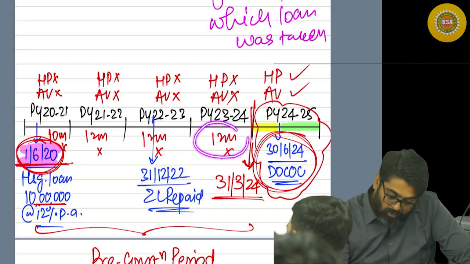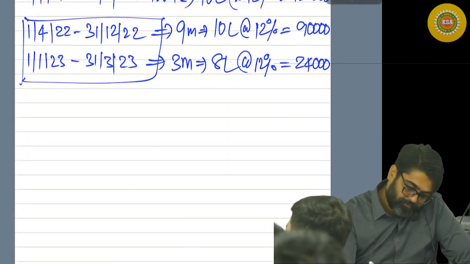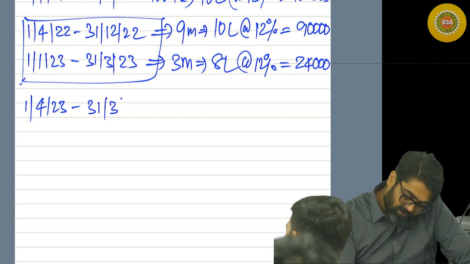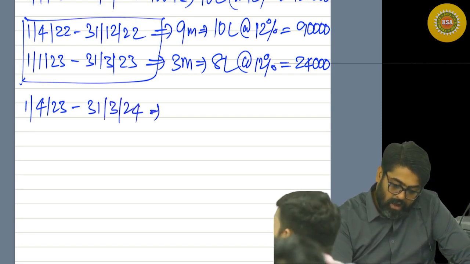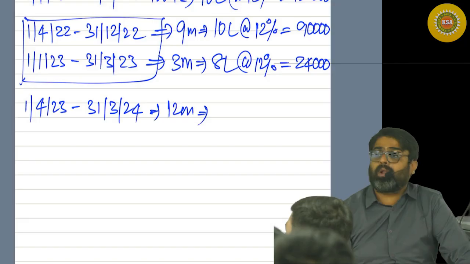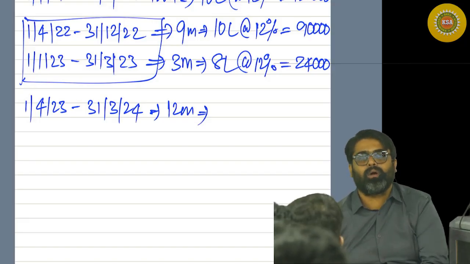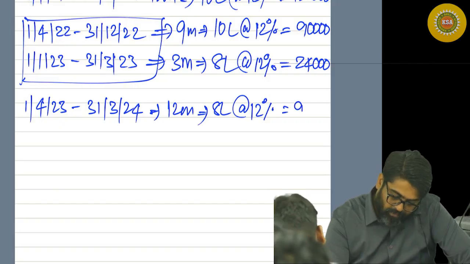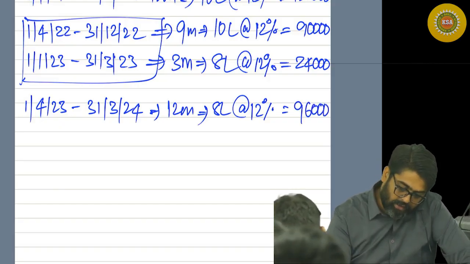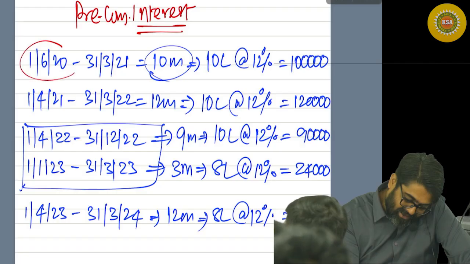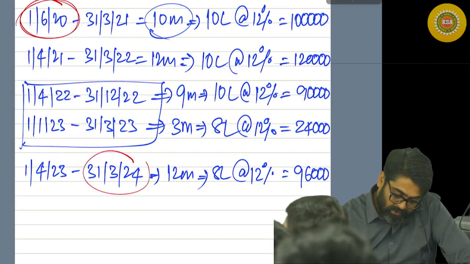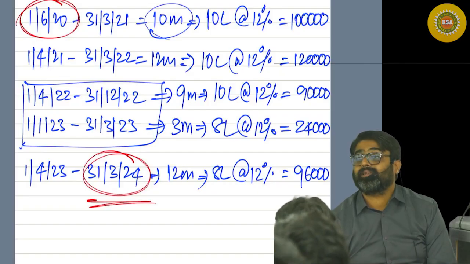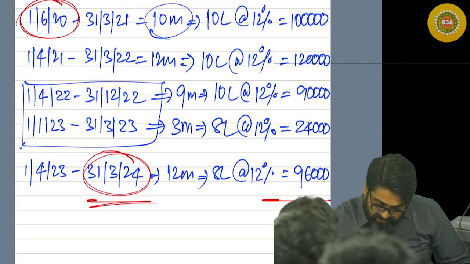Tell me, for these 12 months, 1st of April 2023 to 31st March 2024, how many months? 12 months. What was the loan outstanding now? Only 8 lakh, no? So on this 8 lakh at the rate of 12% will be 96,000. Have you calculated the interest from date of borrowing till 31st March immediately preceding the date of completion of construction? This entire interest you add.